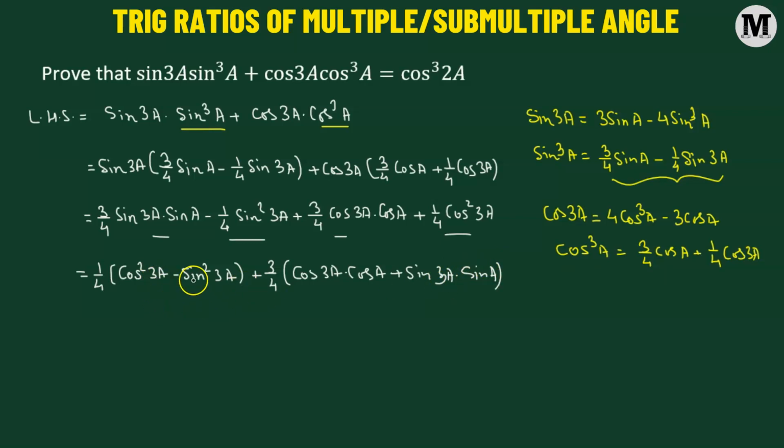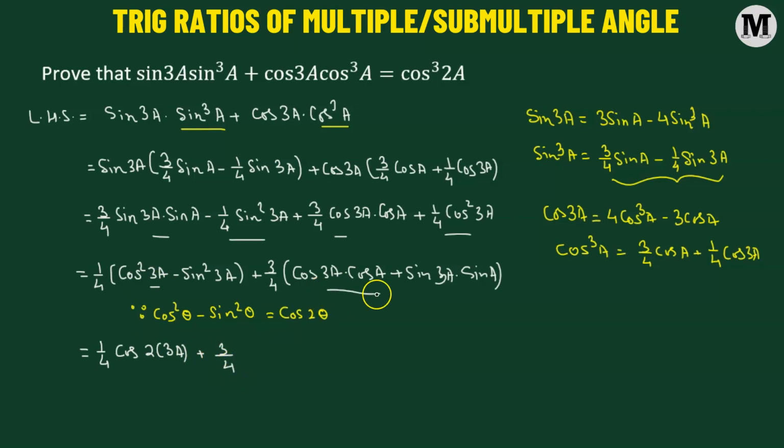Now cosine squared 3a minus sine squared 3a, that's a standard formula. We know that cosine squared theta minus sine squared theta is given by cosine of 2 theta, which means that we will get 1 over 4 times cosine of 2 theta, but theta here is 3a. So we have 2 times 3a, plus 3 over 4.